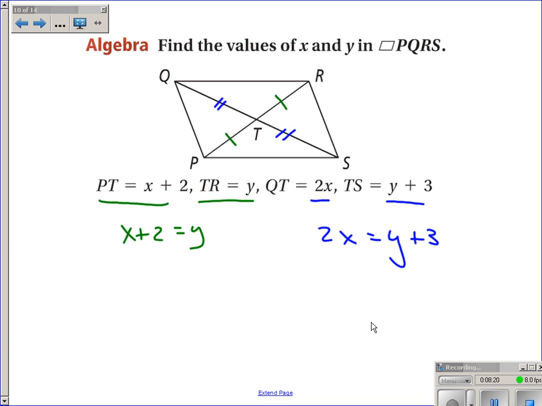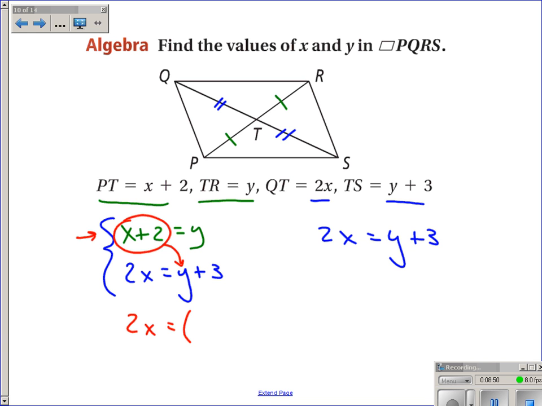Now, to solve this system of equations, I'll write them as a system so you're used to seeing them. If you remember back from Algebra 1, you could use substitution or elimination or graphing. Since this equation is solved for y, substitution is probably one of the easier ones to use. I'll take x plus 2 and substitute it in here for y. And I'll rewrite the second equation: 2x is equal to x plus 2 plus 3.